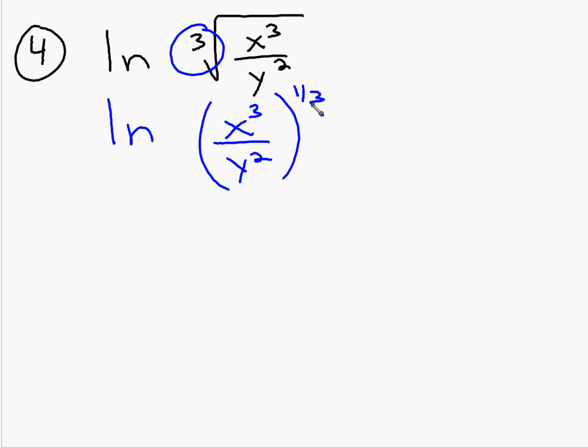And there's a couple of different ways you can go from here. You could distribute this power to both, or you could just bring it out front. Either way will lead you to the correct answer. All right? So why don't I just distribute it to both and see how this turns out. That's going to become 3 times 1/3, which is 1, the natural log of x to the 1. That's nice. On the bottom, 2 times 1/3 is going to be 2/3.